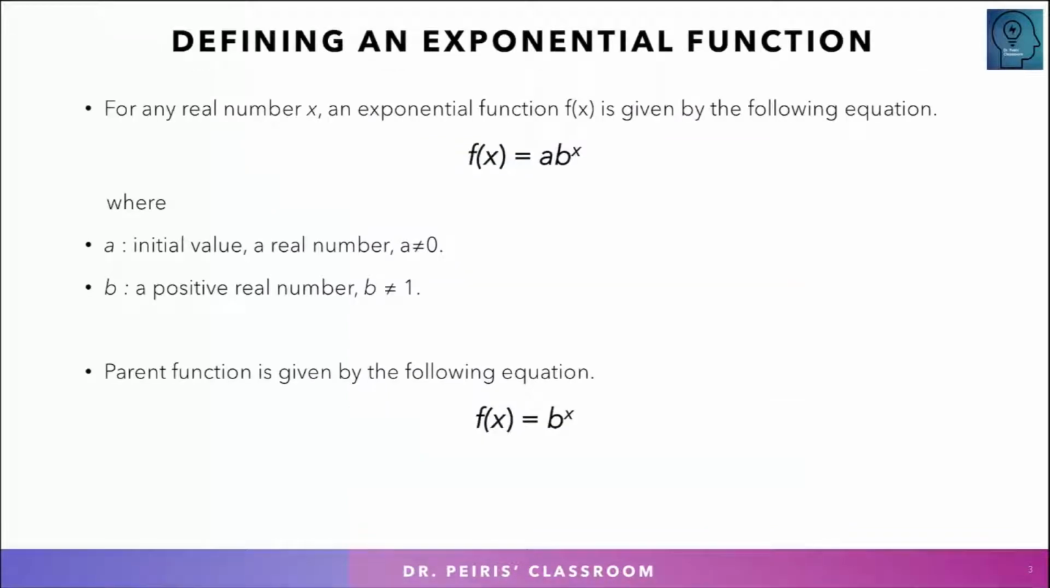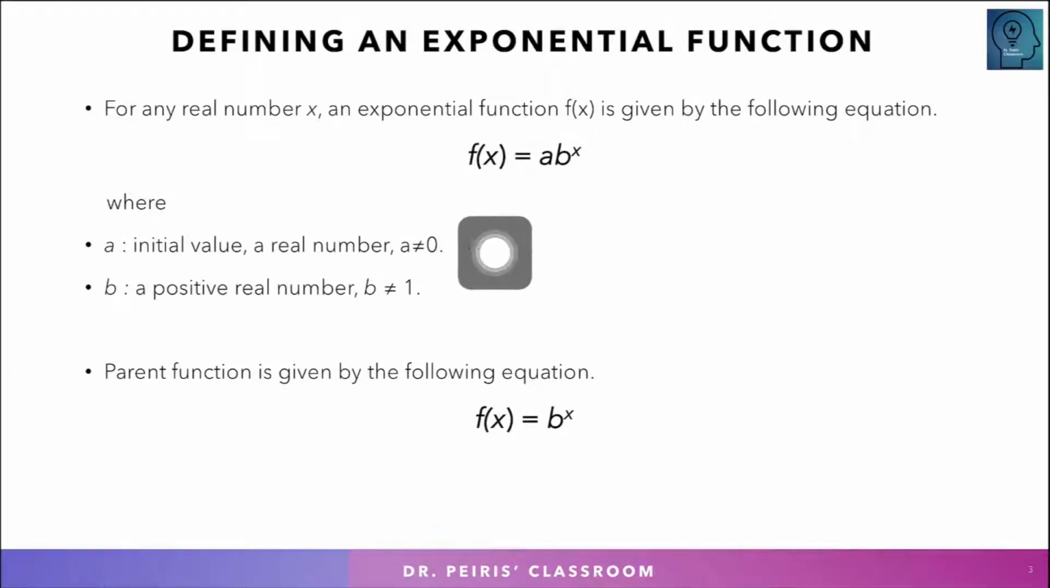So what is the general form of an exponential function? For any real number x, an exponential function is given by this relationship: f of x equals a b raised to the x power. A is called the initial value, and both a and b are real numbers. A is not equal to 0 and b is also not equal to 1. These conditions must be satisfied to have an exponential function.